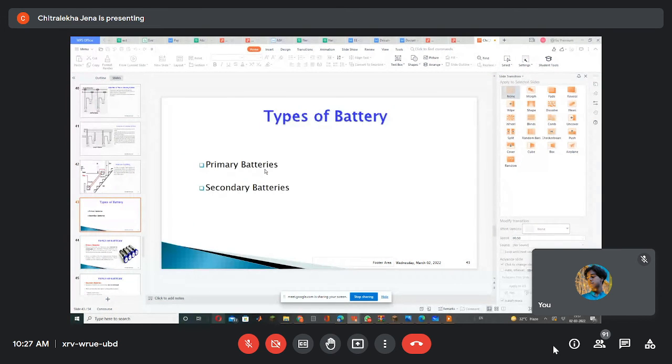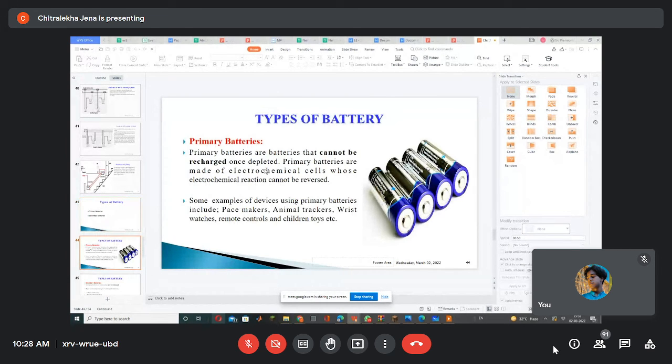Now coming to the battery. Different types of batteries are, one is a primary battery, another one is a secondary battery. Another 4-5 slides are there, I will complete it. So what is a primary battery? You have seen them, you are using them in your watch, in your torch. These are the primary batteries. They cannot be recharged. Once it is depleted, it cannot be recharged.